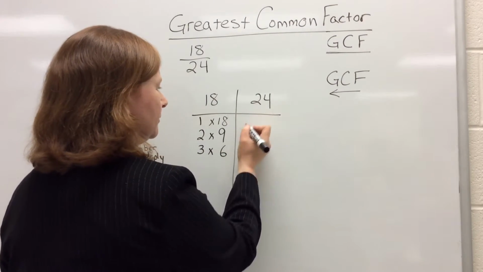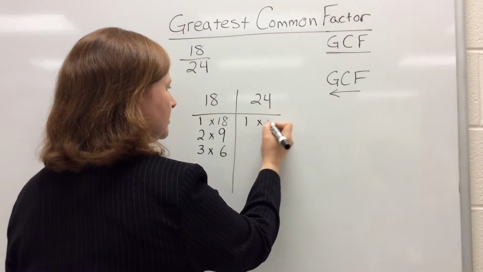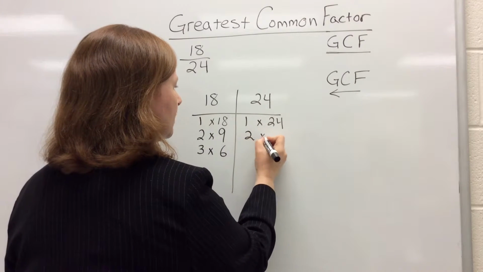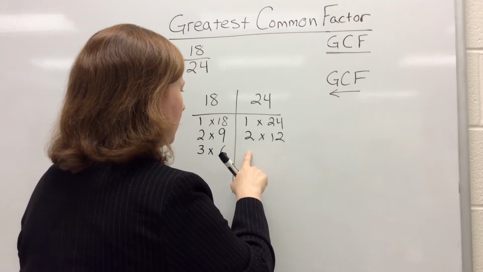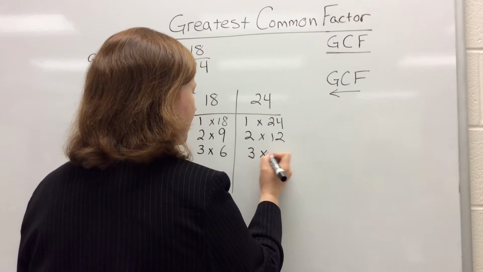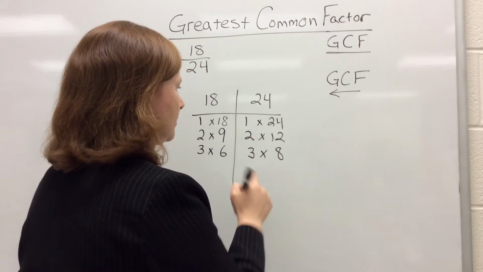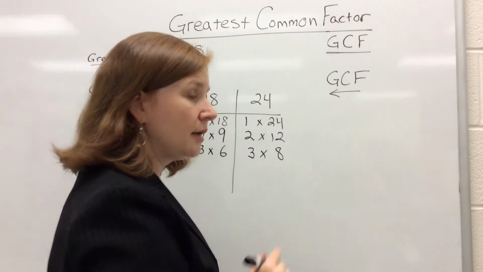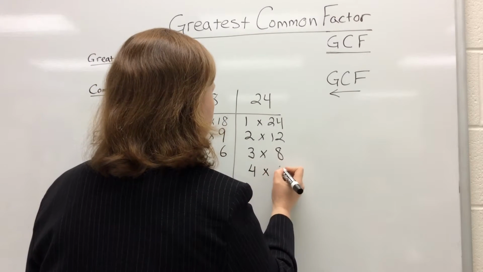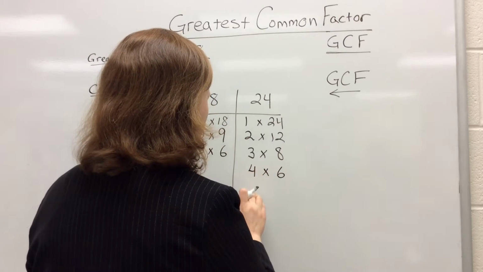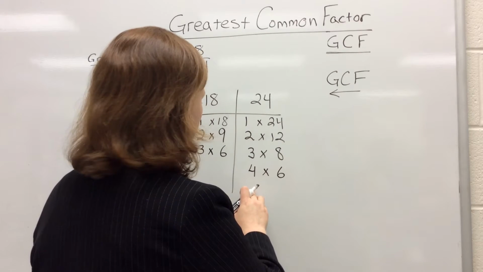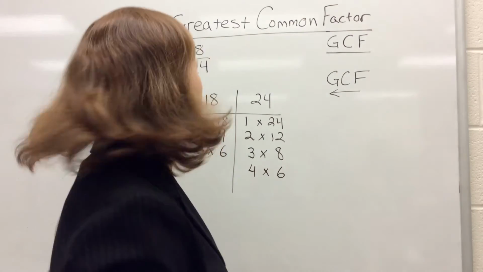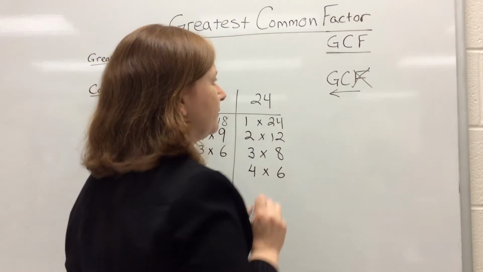Let's start with 1 for factors of 24. 1 times 24. Those are two factors. I can use 2. 2 times 12 is 24. I can use 3. 3 times 8 is 24. So I've got six factors already. Let's keep going. Can I use 4? Yes. 4 times 6 is 24. All right, moving on to 5. I can't use 5 as a factor of 24. And 6 I already used, so I'm done with factors of 24. I can cross off F for factors.